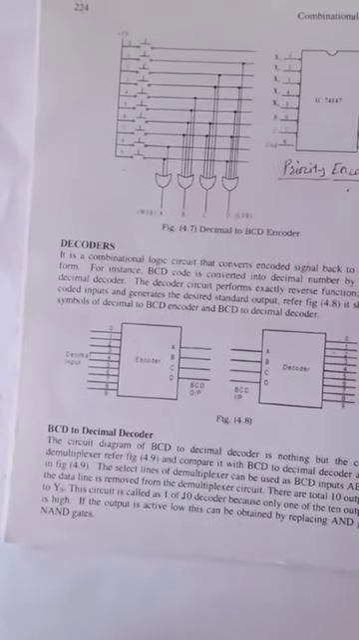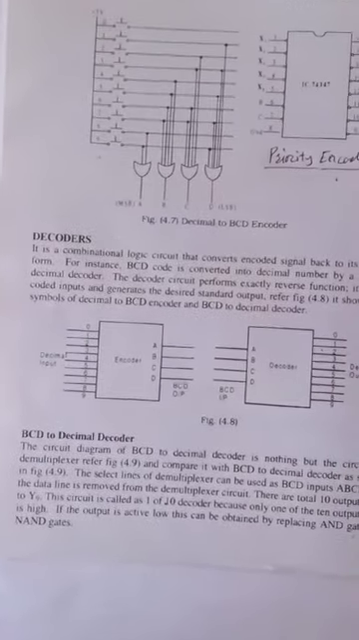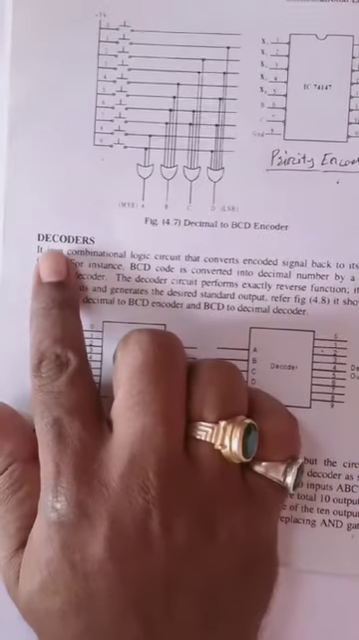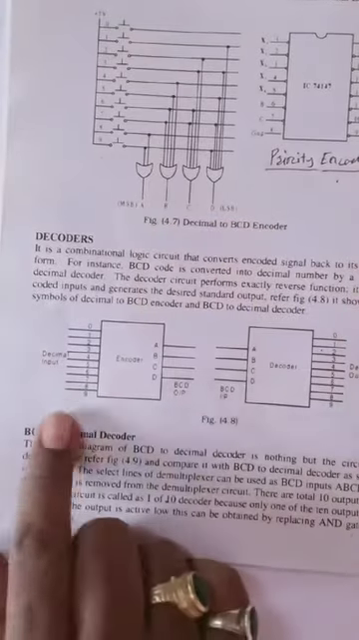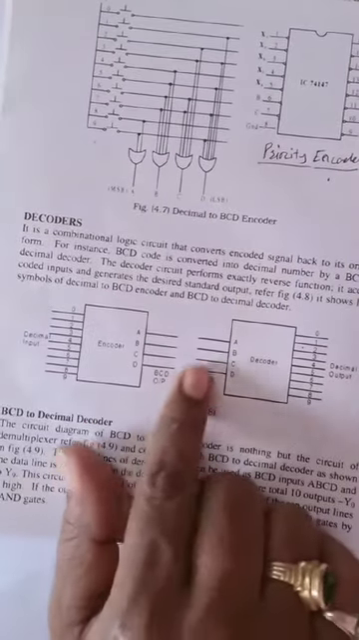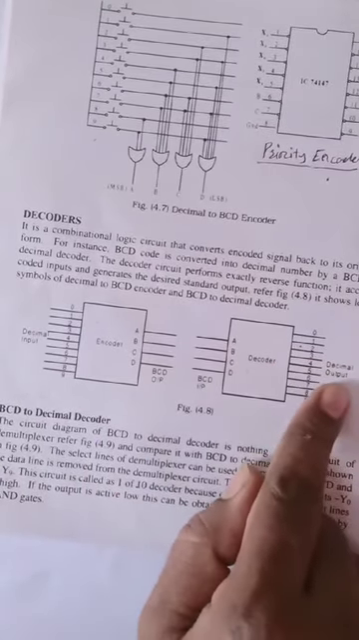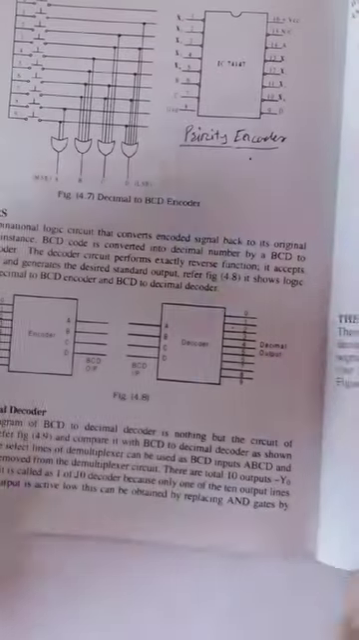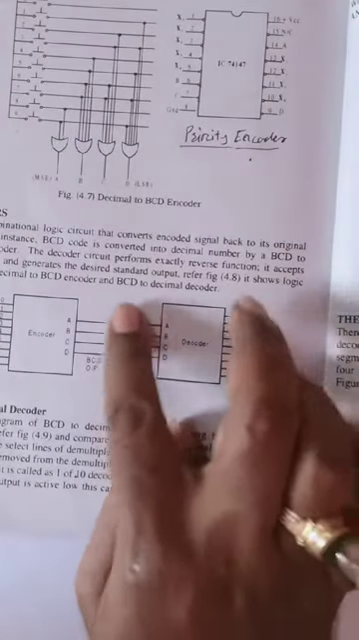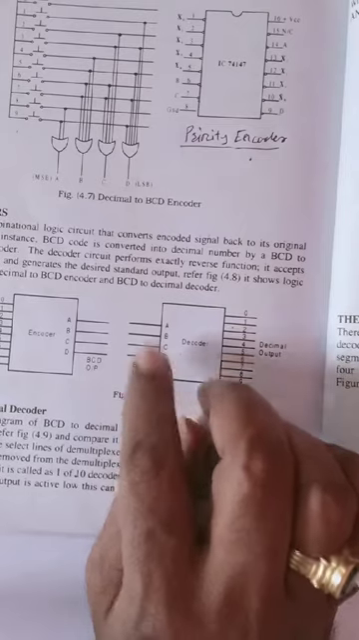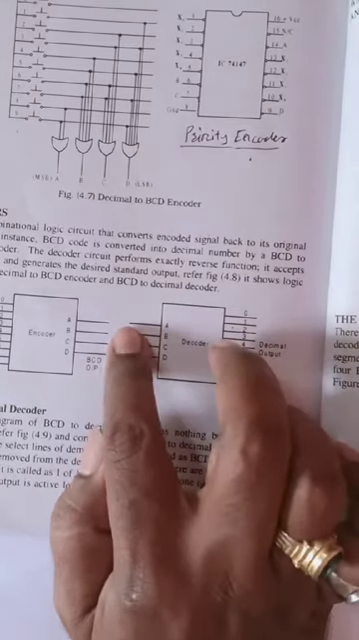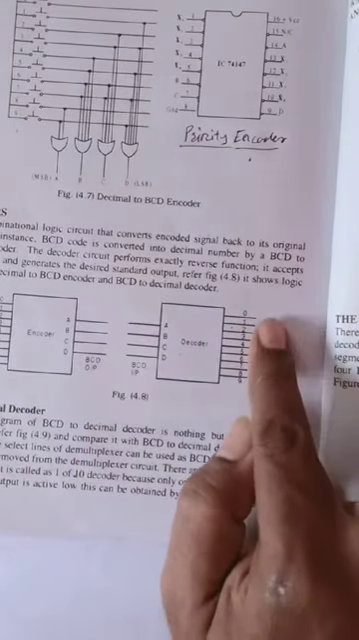Okay, so the next one is the opposite action of the encoder, which is the decoder. Encoder converts human known language into the coded form, but here the decoder converts the coded information into decimal output. Decimal output means if we apply coded information, then the equivalent decimal output number goes high.